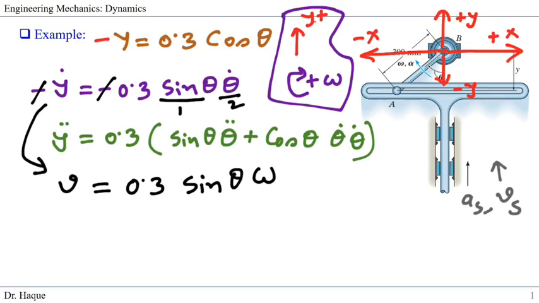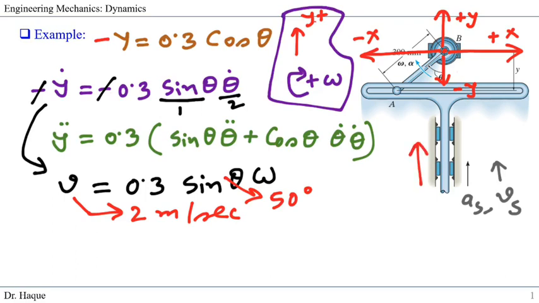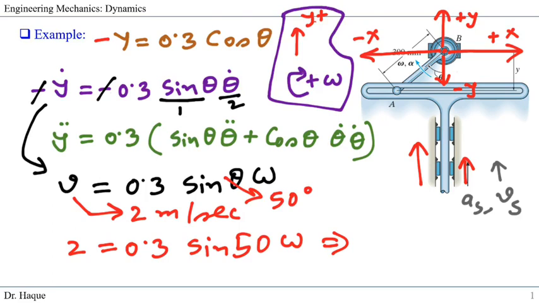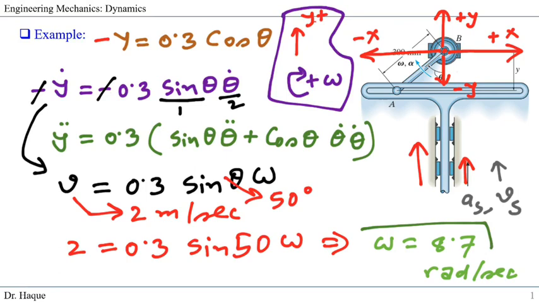So now from this equation, we know we're looking for the instant when theta is 50 degrees, and we know the velocity is given, which is 2 meters per second. And since we assume y is positive in this direction, and the acceleration and velocity are moving in this direction, we'll keep it positive. So if we plug in the values, 2 equals 0.3 sine 50 times omega. Now we can find omega. The omega we found is 8.7 radians per second.